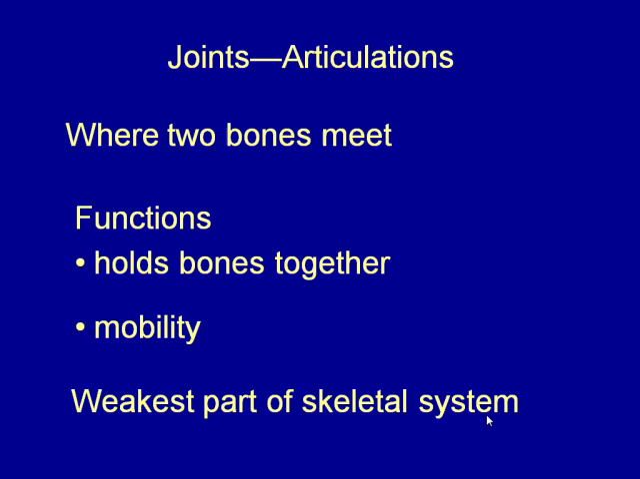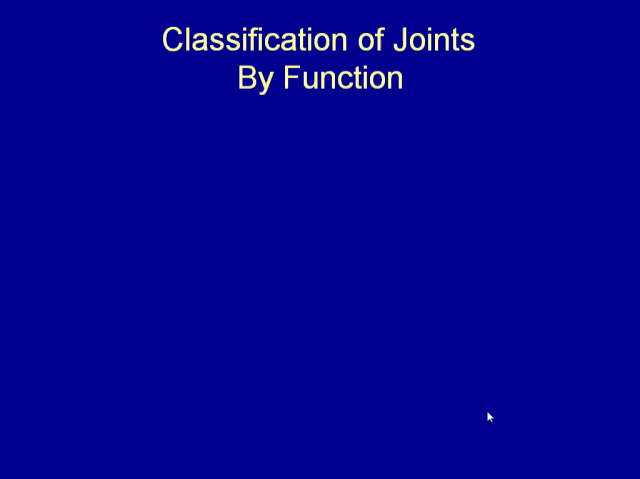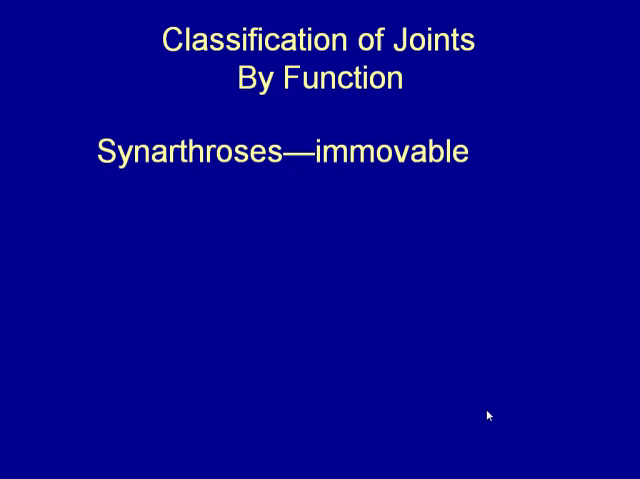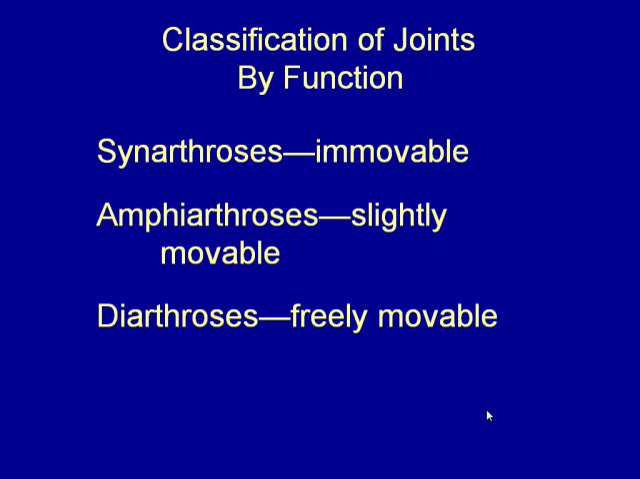We can classify joints by function and by structure. So let's look at function first. Synarthroses are joints that are immovable. Their bones are so tightly held together that no movement is allowed. An amphiarthrosis has a slight amount of movement in the joint. And diarthroses are the freely movable joints. When we think about joints, it's usually diarthroses that we think about.